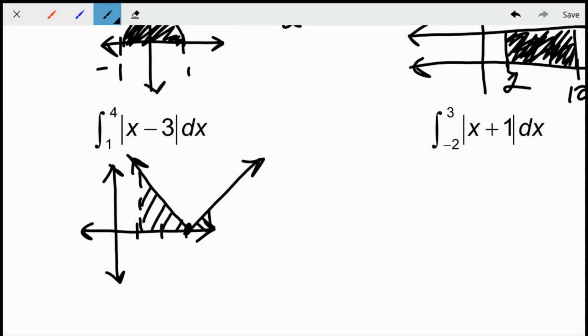If you think about that, the first triangle is 2 by 2, so this is going to give me an area of 2. The second triangle is going to have an area of 1/2, and that's just going to give me 5/2.